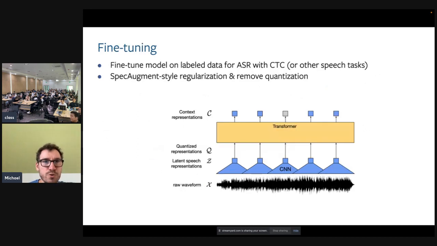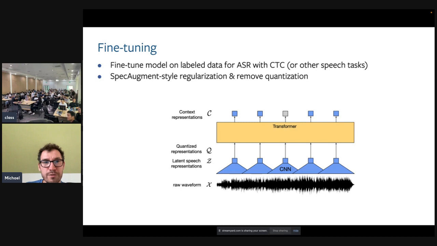So once this model is trained, once we have done the self-supervised learning, then we can go back to actually fine-tuning it for a specific task. So we can apply, for example, for automatic speech recognition, the standard CTC loss. I'm not going to go into detail here. And we apply standard regularization, and we don't use any quantization or any of the contrastive loss.